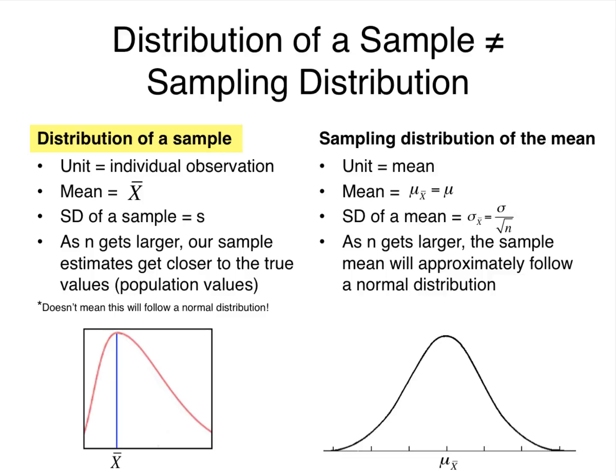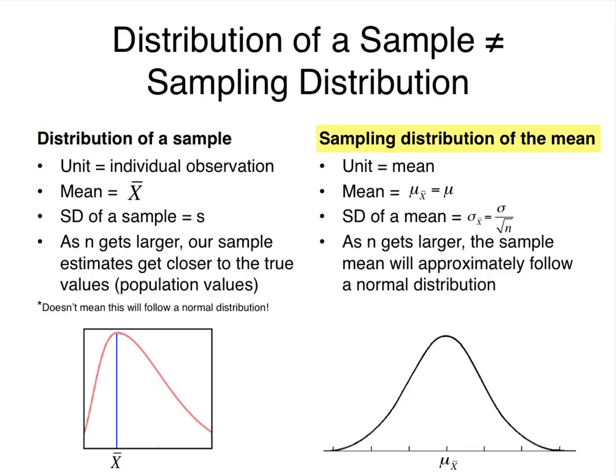And as our sample size gets larger, our sample estimates get closer and closer to the true values or population values. And this does not mean that this will follow a normal distribution. If a population is really skewed and we take a sample from that population, we are likely going to have a skewed distribution as well.